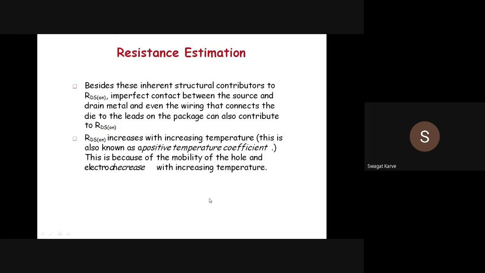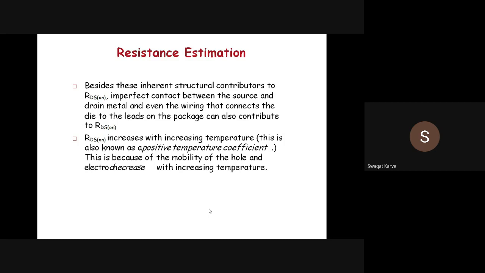Now, besides the internal structure that contributes to these resistors, which we have calculated based on the geometry, the imperfect contact between the source and drain metal, or even the wiring that connects the die to the leads on the package, can also contribute to the RDS on. As I told you, the leads or the connectors also contribute to the on resistance, or the total resistance of the MOS transistor.